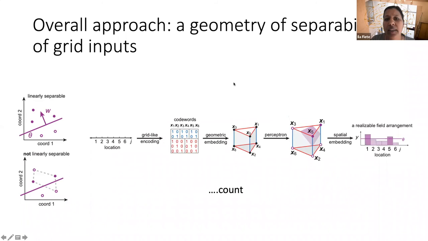In the case of the grid cell code, I'll point out that these states are regular, and we'll characterize the geometry of those states. And then we can count up how many different hyperplanes we can draw that separate fields and non-fields. So this is an example of a hyperplane that's separating the x1 and x5 positions to be fields and all the other positions to be non-fields. Then we arrive at this pattern of field arrangements, right? So that's a realizable one.